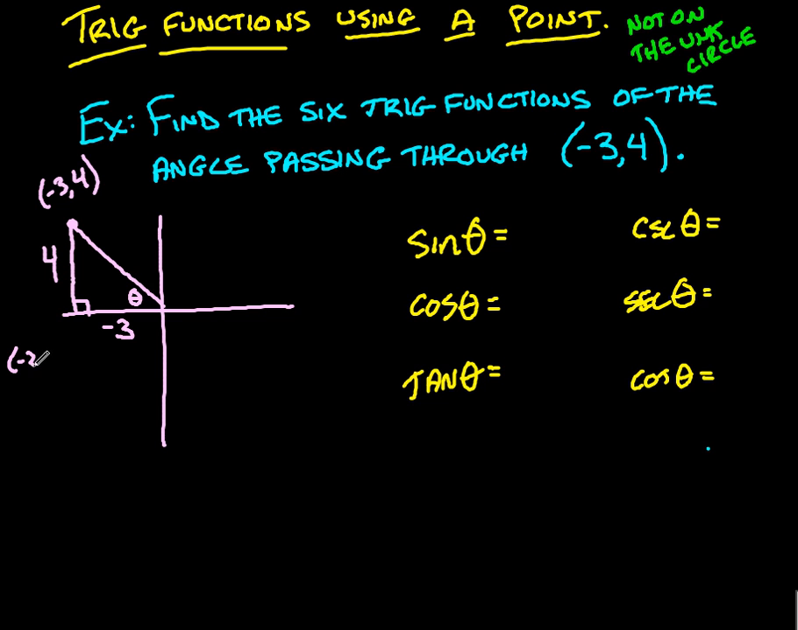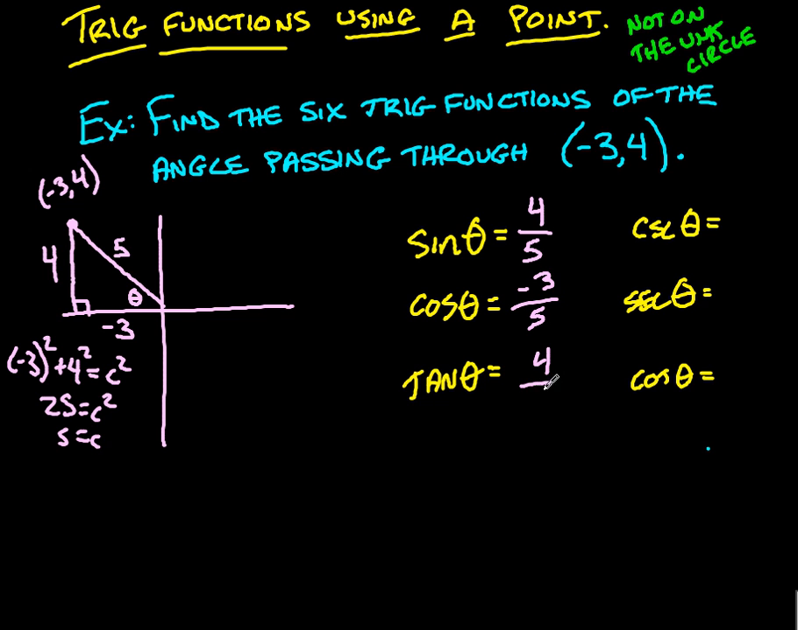I can do that with the Pythagorean theorem. -3 squared plus 4 squared will give me my hypotenuse squared. Well, this gives me 25 for c squared, which means my hypotenuse here is 5. Once I get that, I can then find all my trig functions. So, sine of this angle, this is just SOHCAHTOA. Opposite over hypotenuse, so 4 over 5. Adjacent over hypotenuse for cosine is -3 over 5. And tangent, opposite over adjacent, 4 over -3.